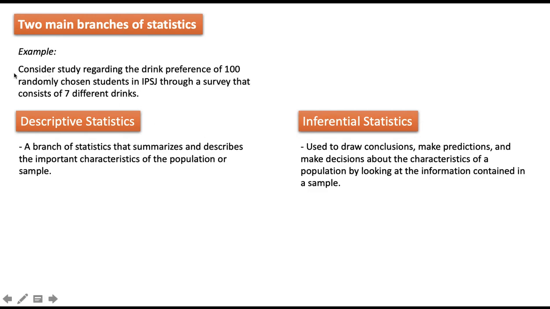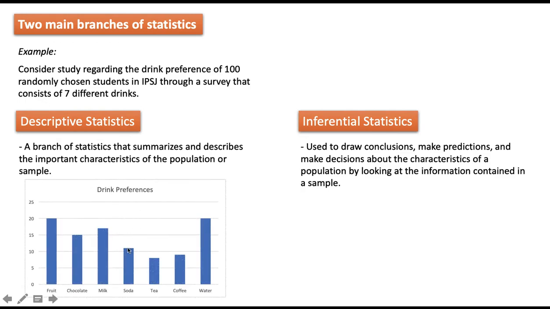So let us consider this given. Let's say there's a study regarding the drink preference of 100 randomly chosen students in IPSJ through a survey that consists of 7 different drinks. This is how descriptive statistics is shown. This is the summary. You can see the categories of the drinks here. Then these are the number of students who prefer those drinks. By just looking at this bar graph, you can easily describe the preferences and characteristics of the population or sample. You can say that there are 20 students who prefer fruit. There are also 20 students who prefer water.